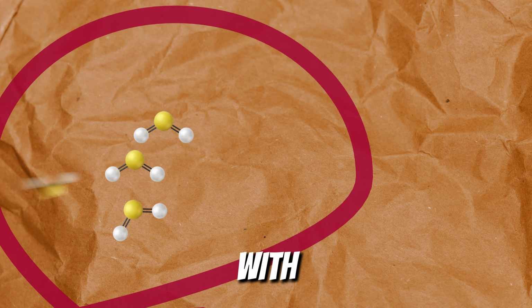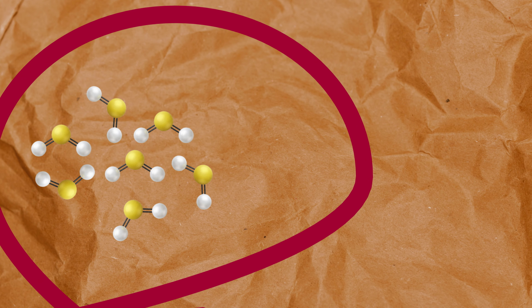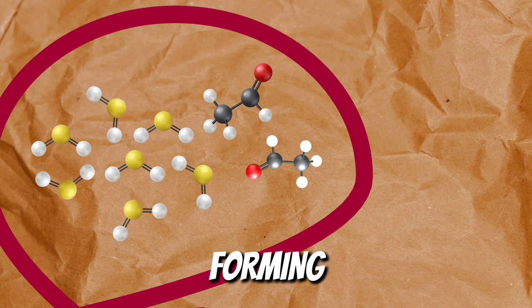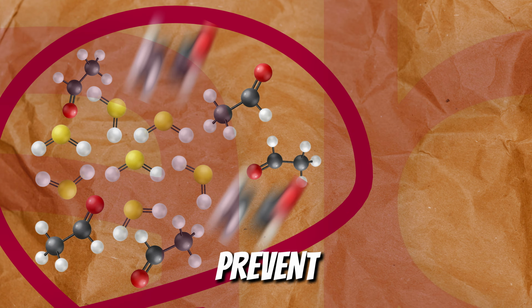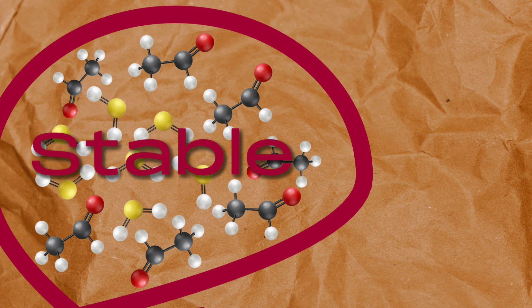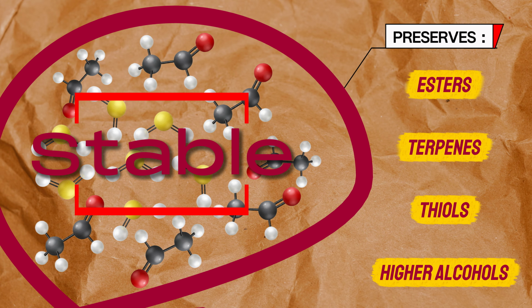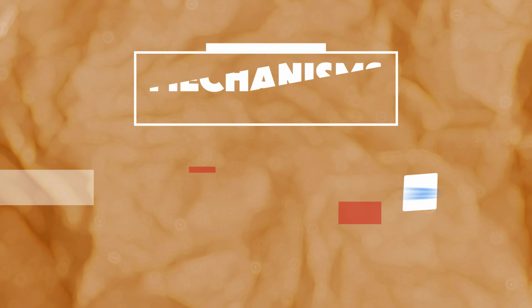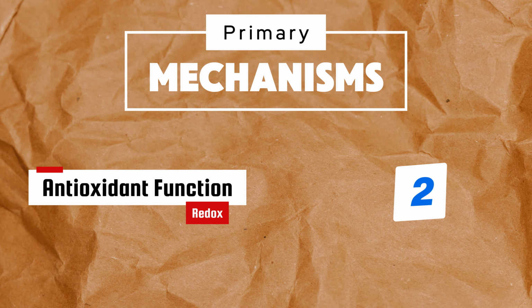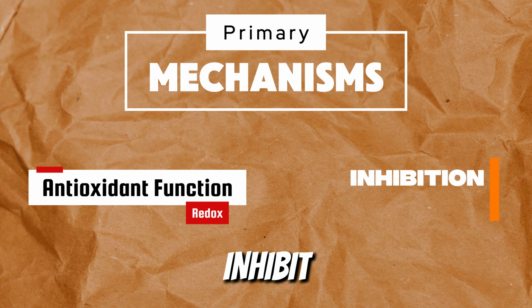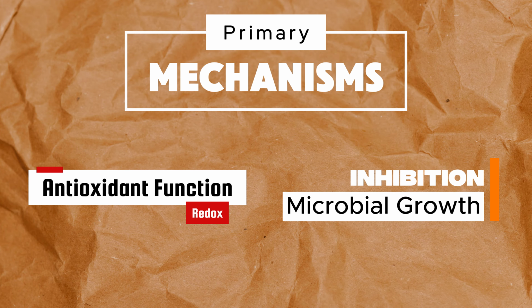Sulfites also bind with reactive carbonyl compounds like acetaldehyde, forming stable compounds that prevent further oxidation. In doing so, they help preserve volatile aroma compounds, including esters and thiols, and maintain a stable redox environment within the wine. Another important role of sulfites in wine is their ability to inhibit microbial growth.